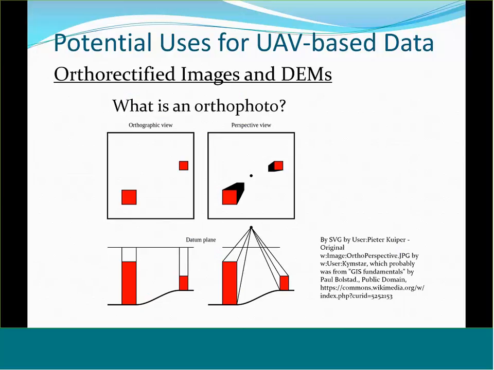Another type of data we can get from these are orthorectified images and digital elevation models. For those who don't know what an orthophoto or an orthorectified image is, imagine we were looking down from above on two different buildings. We have a larger building on a lower plane and a smaller building on a higher plane. If we were looking at this from above, from a single point as a UAV, this perspective view is what it would look like in the photograph.